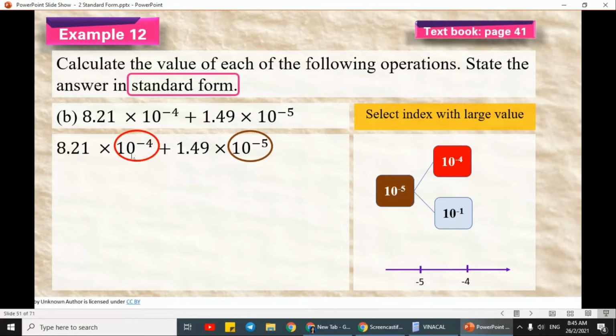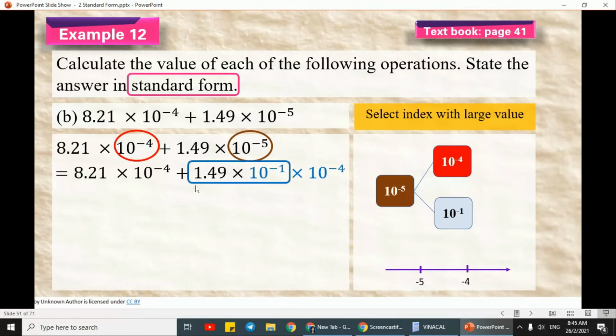So the rest, copy back. Only change 10 to the power of negative 5 to 10 to the power of negative 1 multiplied by 10 to the power of negative 4. When we write, make sure you write from the bottom to the top so that we can solve this part.